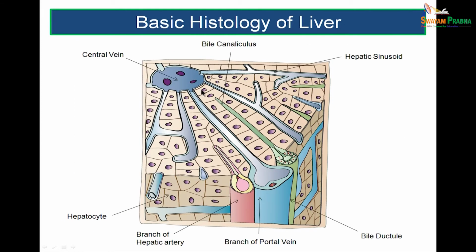So this is what we were talking about: the central vein, the sinusoid, the branch of the portal vein, the branch of the hepatic artery, the bile ductule with a bile canaliculus, and these are the plates or the anastomosing cords of liver cells called hepatocytes.